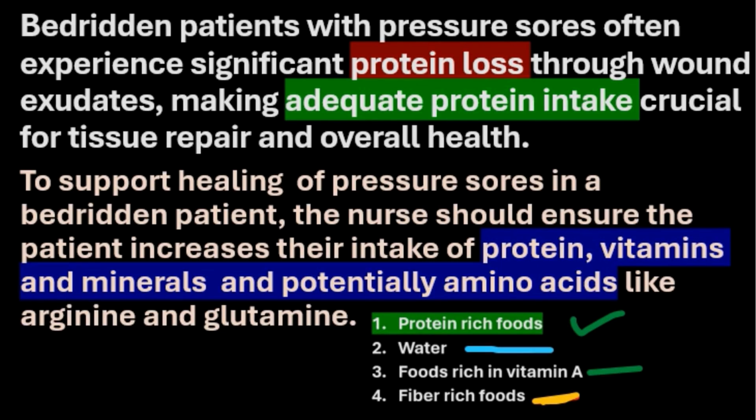Bedridden patients with pressure sores often experience significant protein loss through wound exudates, making adequate protein intake crucial for tissue repair and overall health. So, protein intake is the most important thing here. To support healing of pressure sores in a bedridden patient, the nurse should ensure the patient increases their intake of protein, vitamins, minerals, and potentially amino acids like arginine and glutamine. So here the protein intake is the most important. So here you can see the options. Protein-rich foods is the right answer.